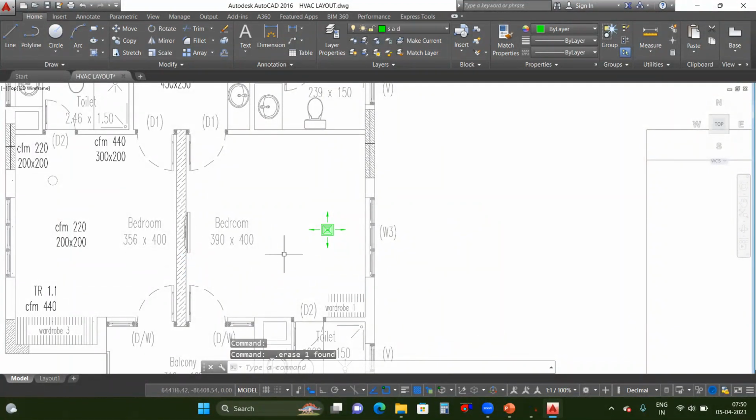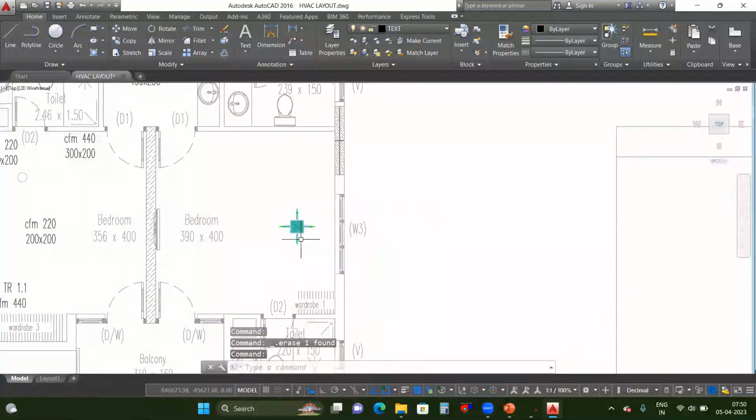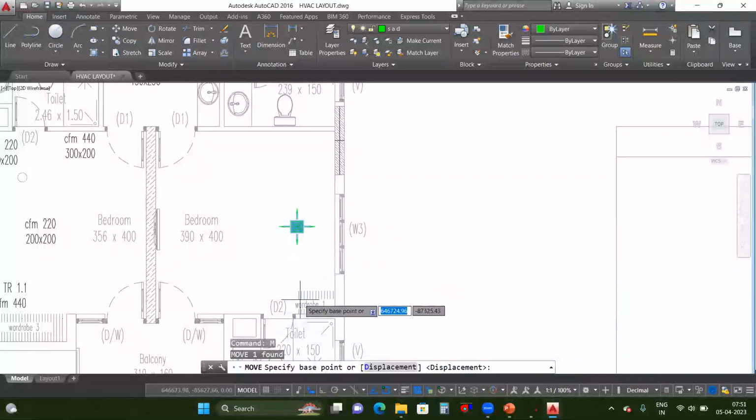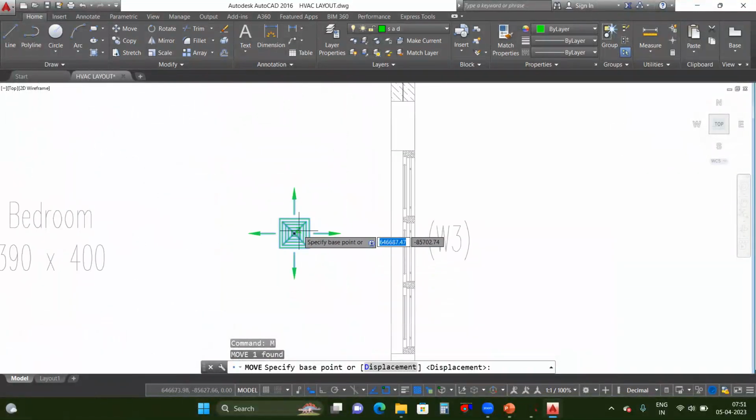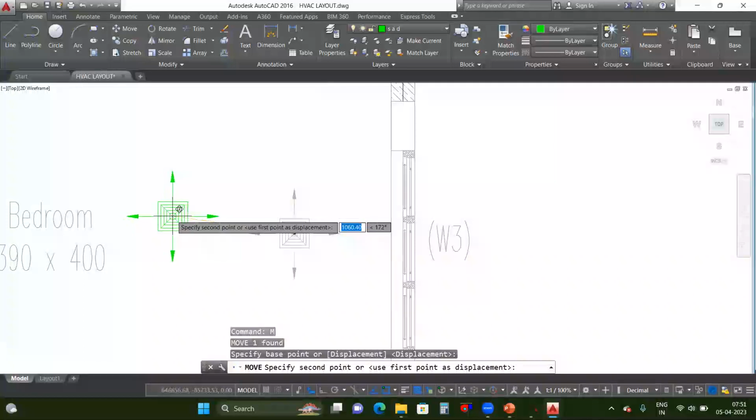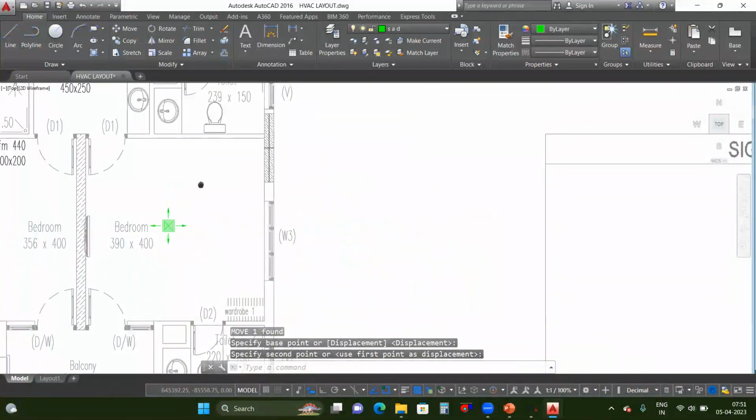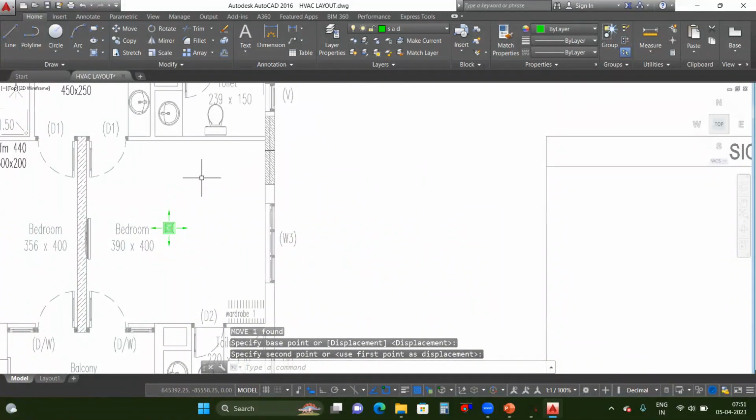Okay. So this is a bedroom. For example, I am installing one diffuser for this bedroom. Usually it will be two diffusers, but I am taking one diffuser as an example. So I am placing it here in the center. So the airflow direction should be on four sides.